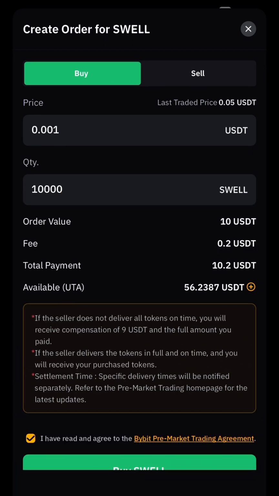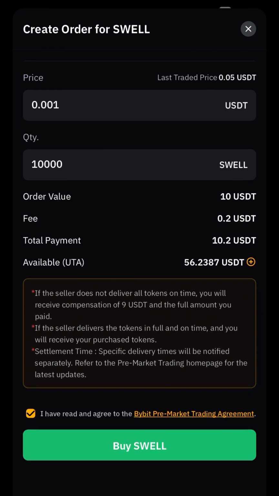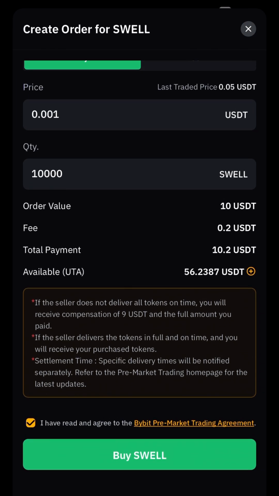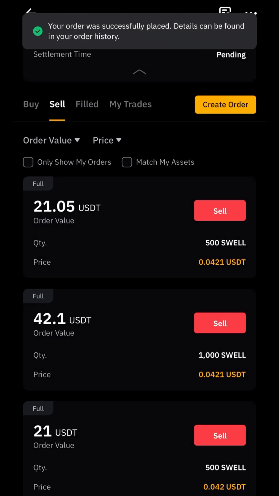Okay, and if the seller does not deliver, I will receive compensation and the full amount which I paid. But there is also a possibility that my order will not be completed. If it is not completed, it will be closed automatically on the listing day, and I will lose my fee. All I need to do is confirm and push Buy SWELL. Okay, and I push Buy SWELL, my order is placed.